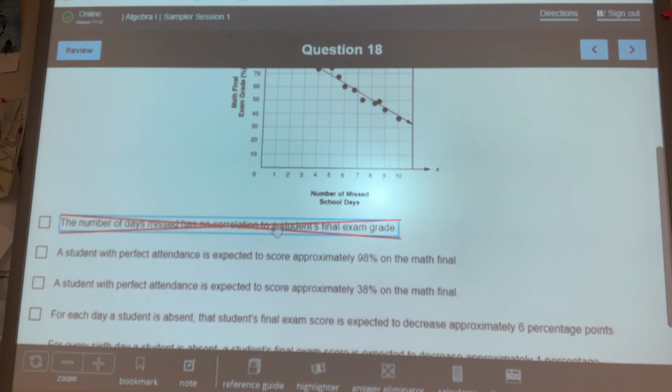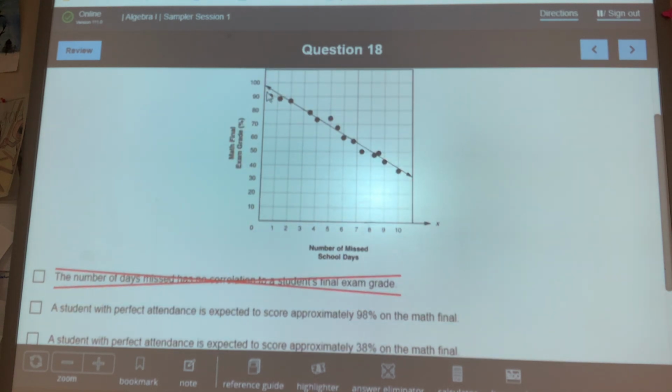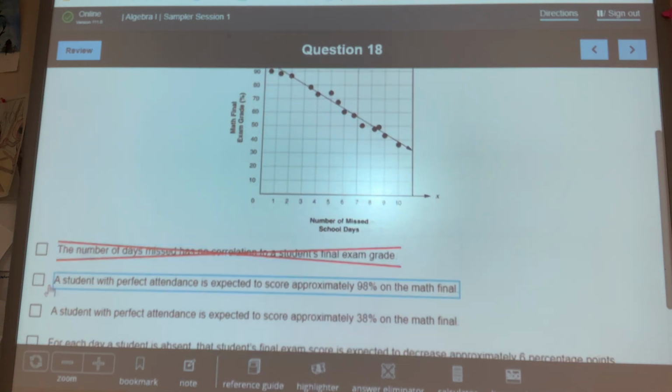The next one: a student with perfect attendance is expected to score approximately a 98% on the test. So if I look at this, 0 days missed goes up to 98. I'm going to say, yeah, approximately a student with perfect attendance should score 98% on the math test.